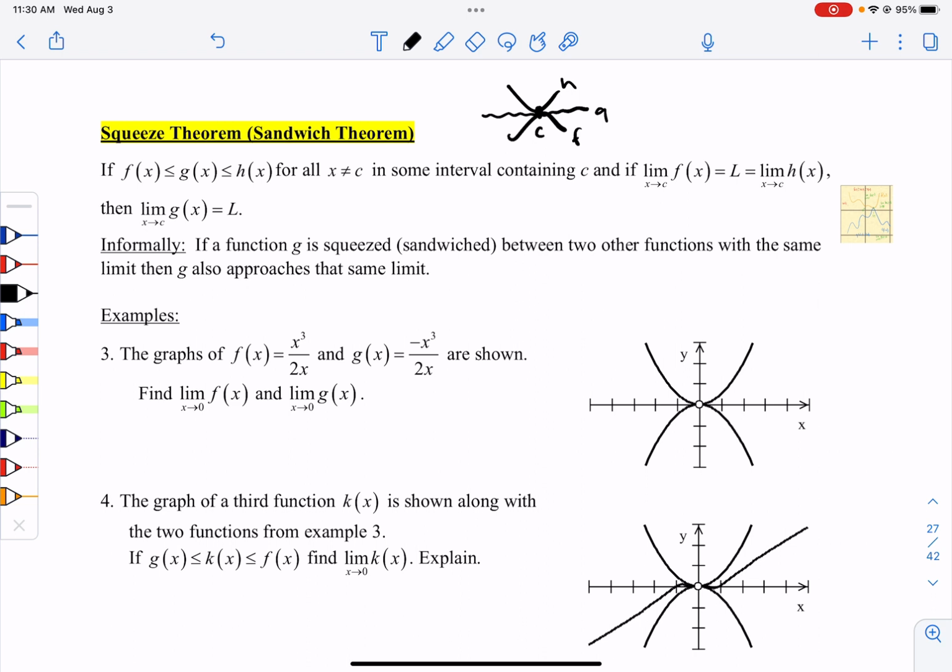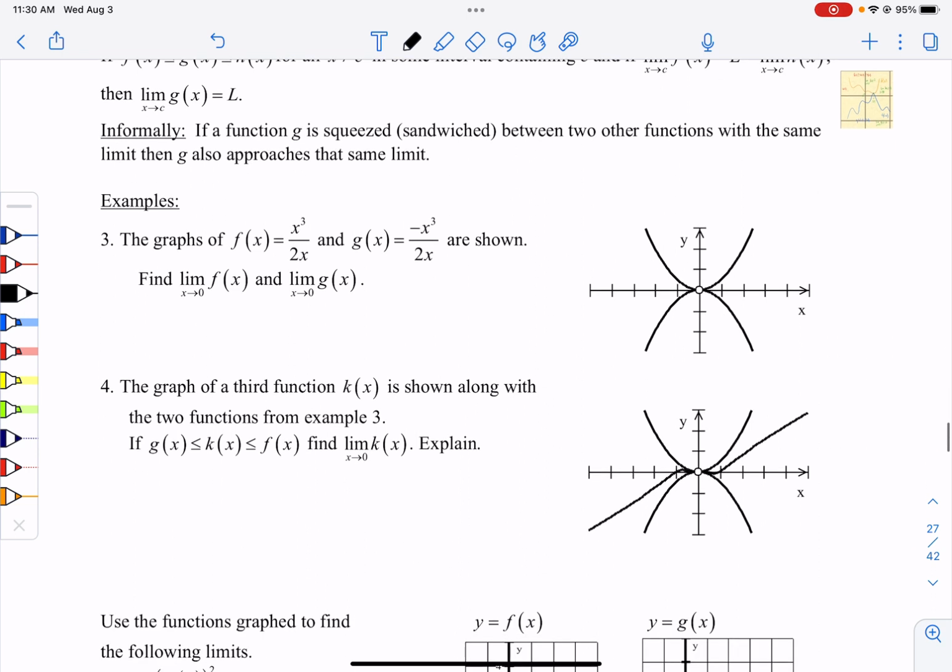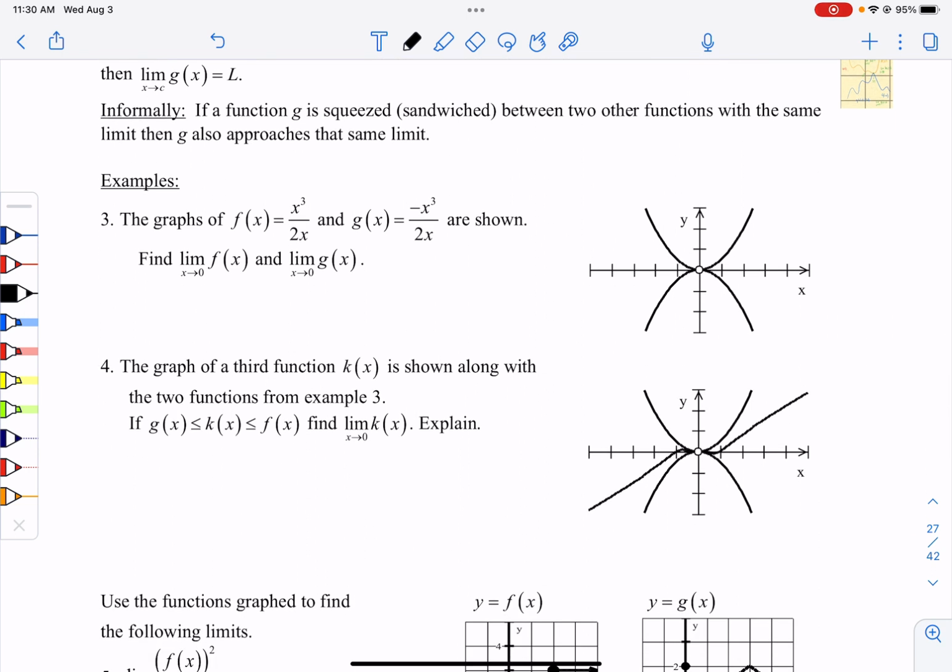All right, so examples, and there's only 2 here. We're not going to do this a whole bunch. The graphs of f of x equals x cubed divided by 2x and g of x equals negative x cubed over 2x are shown. If you can't tell the difference, the positive x cubed is on top, so that's f of x. The negative x cubed is the upside down one, that's g of x. So here's my 2 functions, f and g. Find the limit as x goes to 0 of f and the limit as x goes to 0 of g.